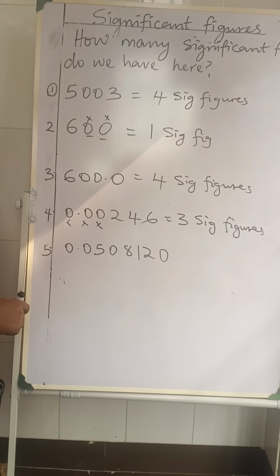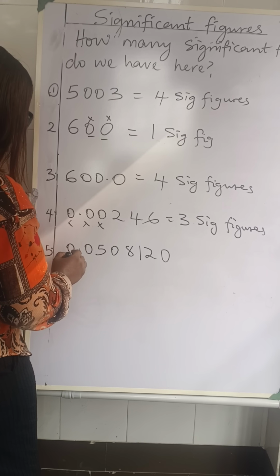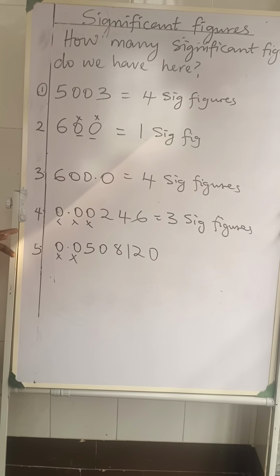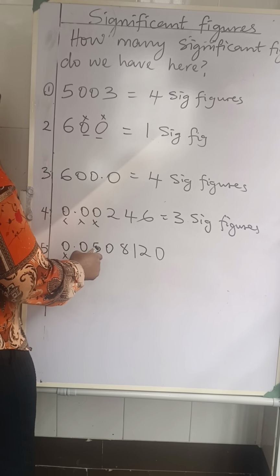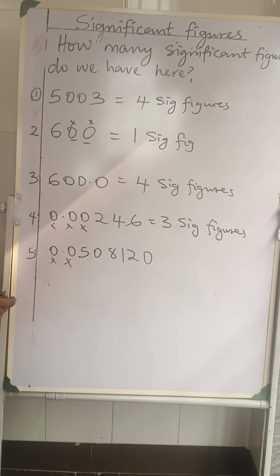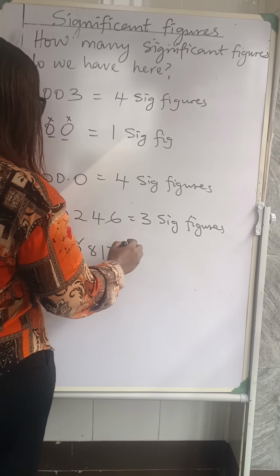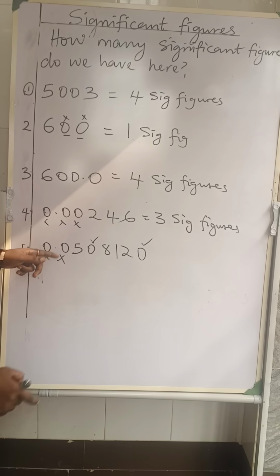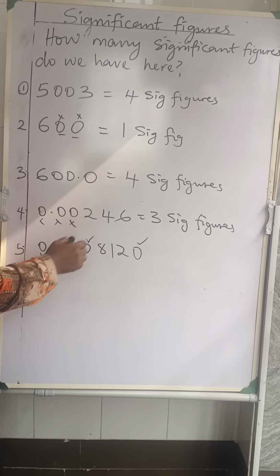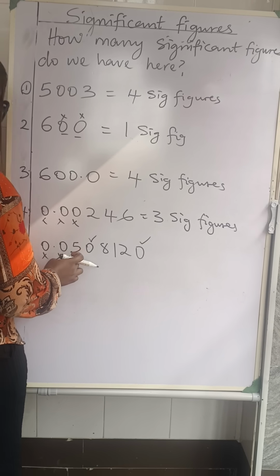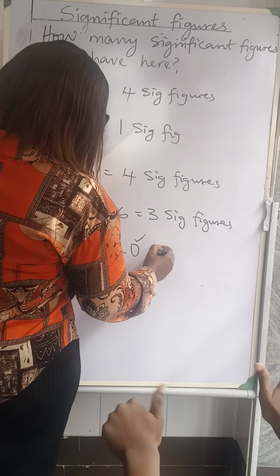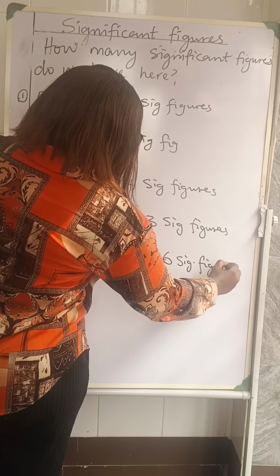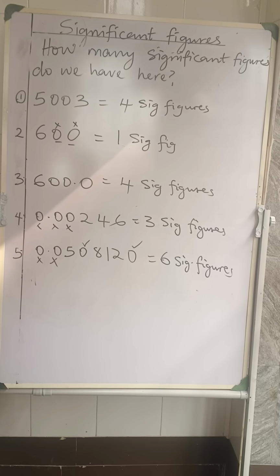Let's look at number 5. How many significant figures do we have? This is not counted. Though they are zeros, they are not counted because they are leading zeros. This one is an in-between zero, a zero between non-zero digits. It is counted. This is a trailing zero. It is also counted because of this decimal point here. So how many significant figures? We have 1, 2, 3, 4, 5, 6, and therefore we have 6 significant figures in this one.